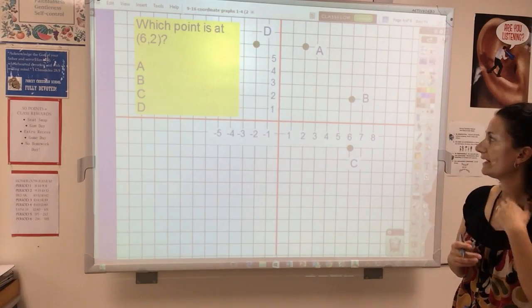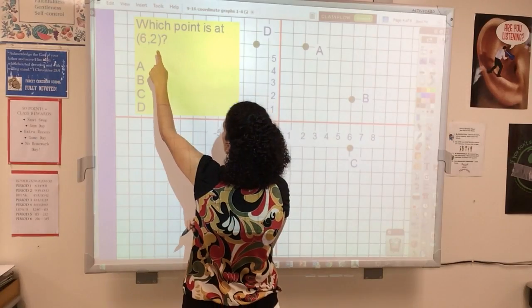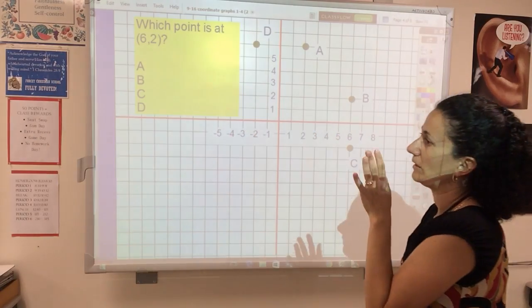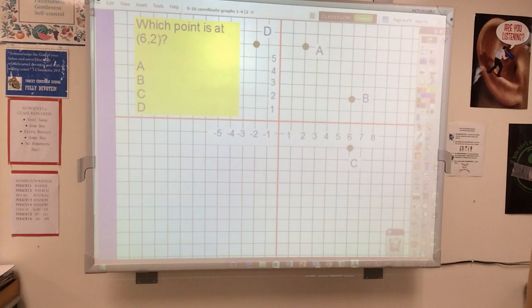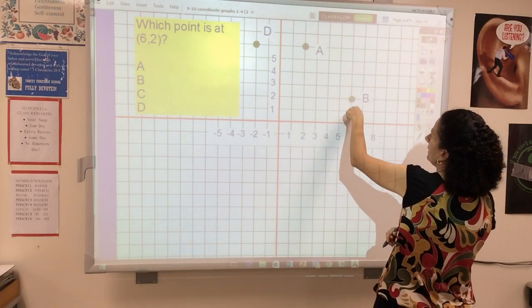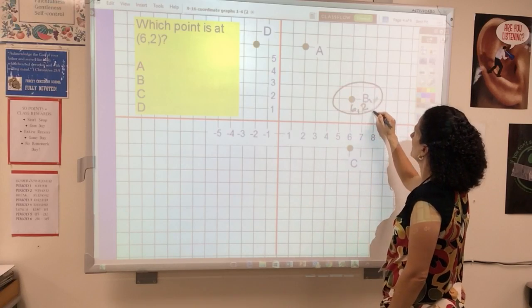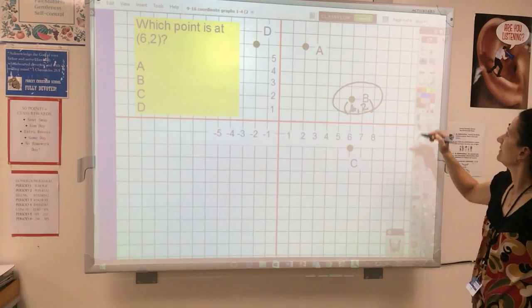All right, why don't you try a couple? See if you can figure out which point, A, B, C, or D, is at the coordinate (6, 2). Pause the video. I'm going to answer this in just a few seconds. So pause the video if you want some think time. Okay, let's find out which point is at (6, 2). Well, they're both positive, so I'm going to go right and up. B is the point at (6, 2). Did you get that right? Let's try another one.